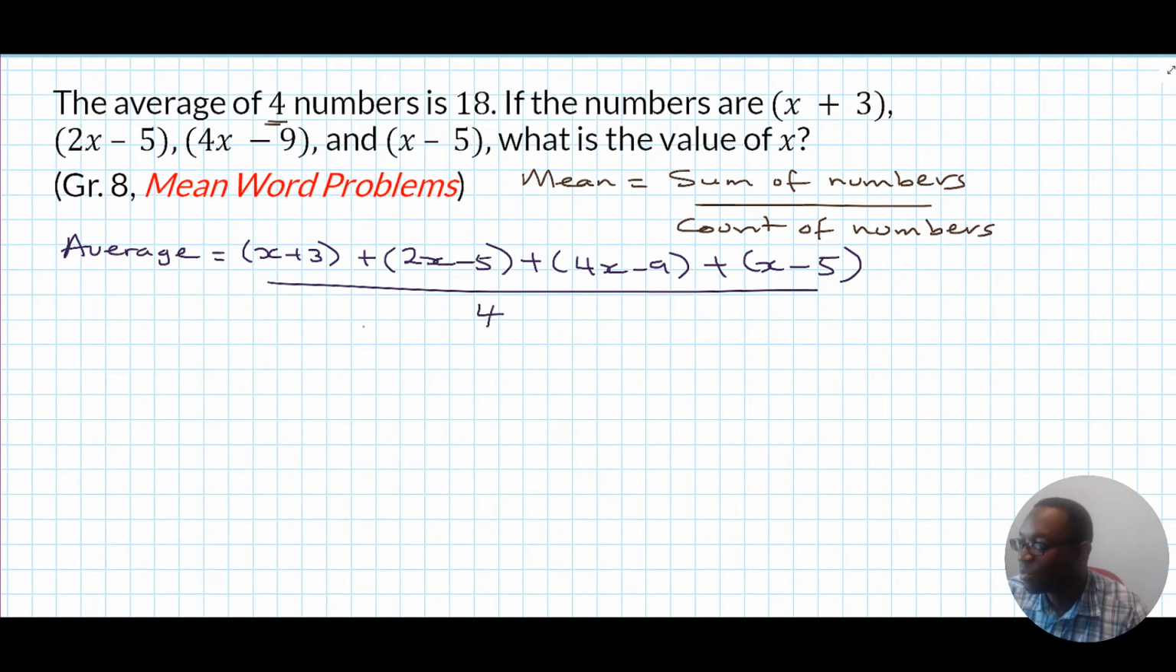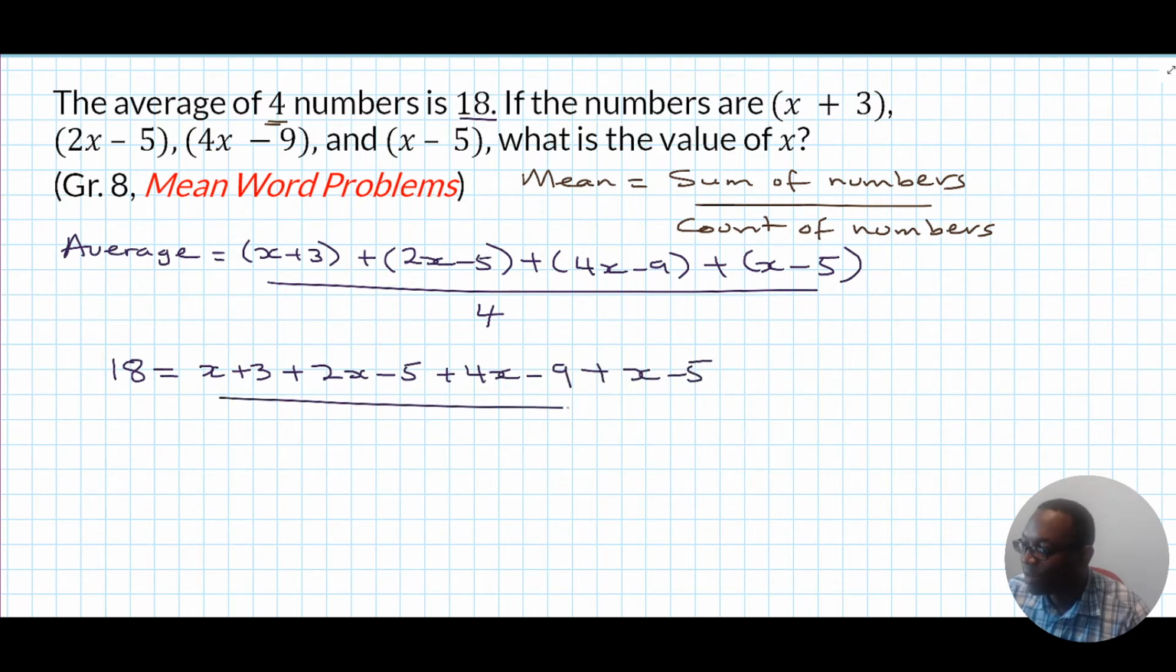So that is the starting point for this word problem. The next step is, you already know what your average is. Your average here is 18. So 18 is equal to, now we're going to add all these terms together: x plus 3 plus 2x minus 5 plus 4x minus 9 plus x minus 5, and we divide by 4.